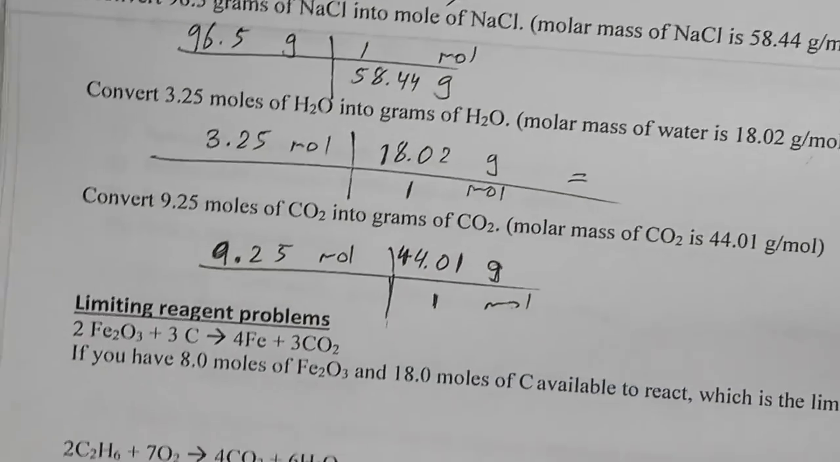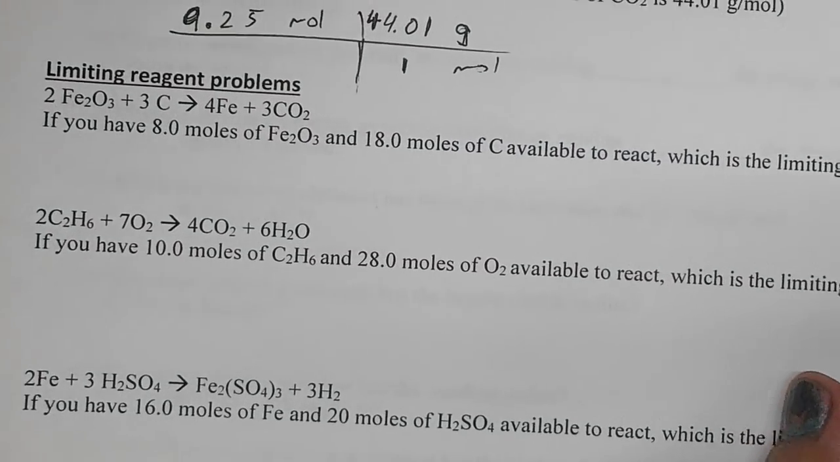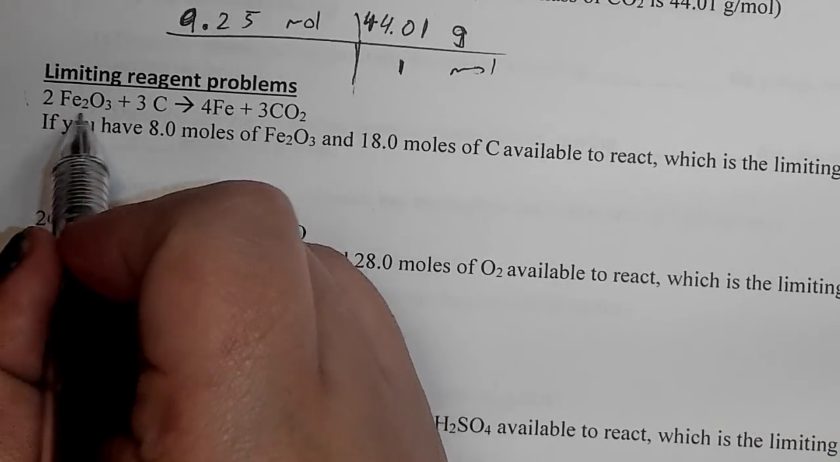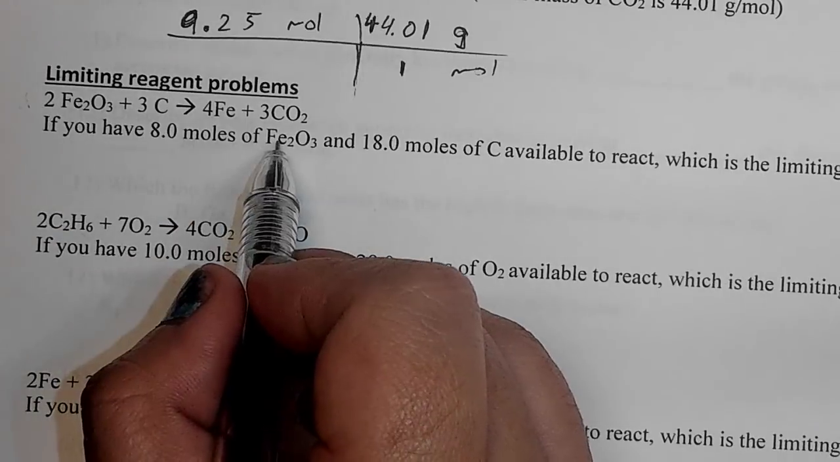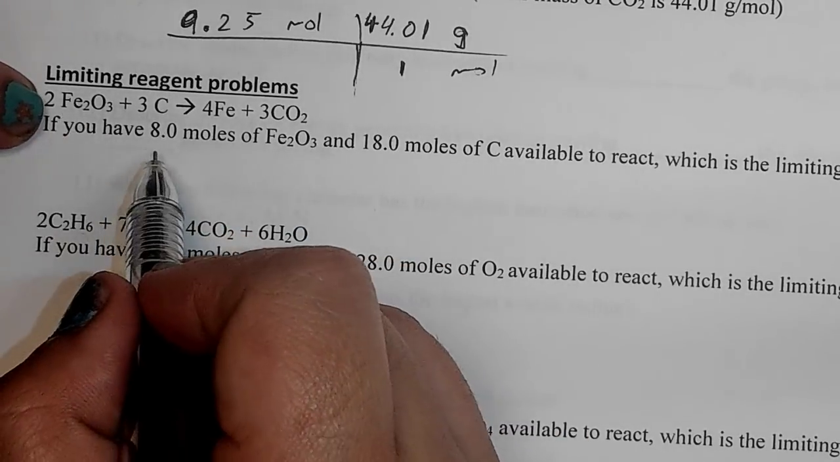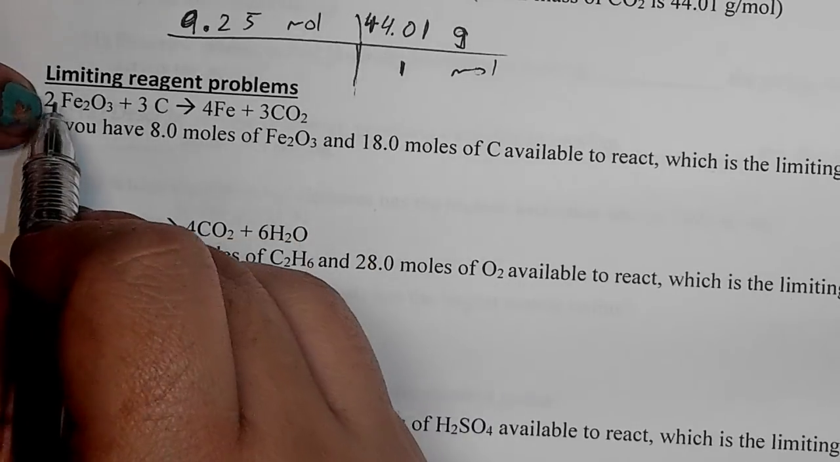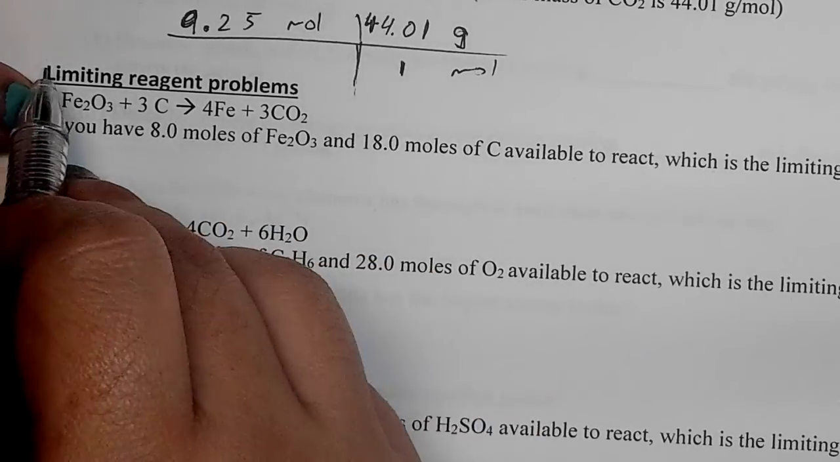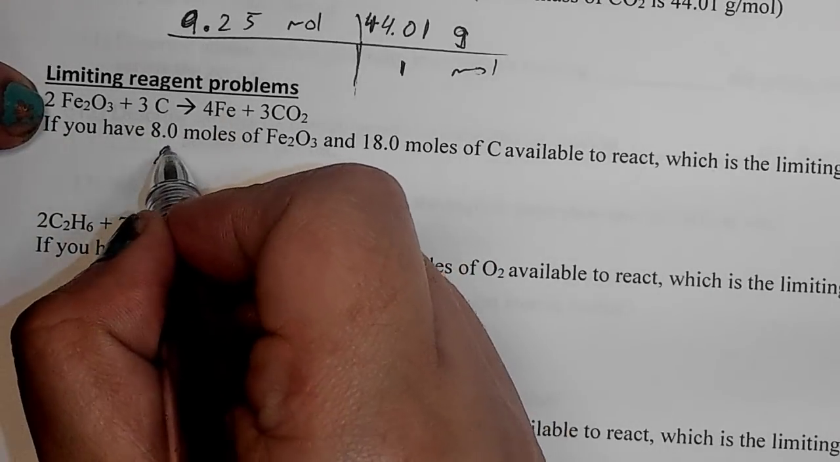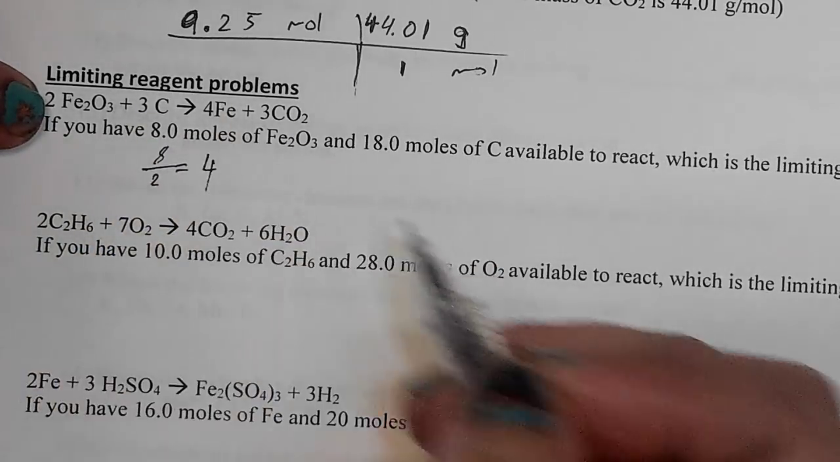Alrighty. Okay, limiting reagent. This is the sandwich problem that I talk about. Watch it carefully. Every time you do this reaction, you need 2 of this. You have 8. Every time you need 2, you have 8. How many times can you do that reaction? Basically you're doing 8 divided by 2. That means I can do it 4 times.